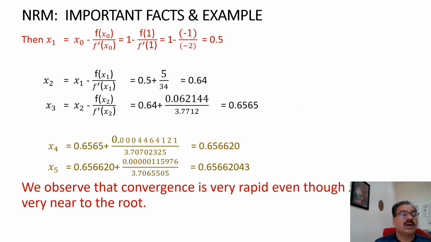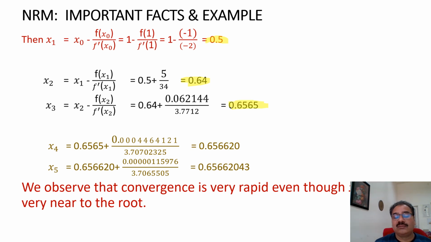Okay. So now x1 is equal to x naught minus f of x naught divided by f dash x naught, and this is equal to 1 minus f(1) by f dash 1. The value of f(1) is minus 1, the value of f dash 1 is minus 2. So you will get 0.5. And x2, similarly, x1 minus f of x1 divided by f dash x1, you will get 0.64. Similarly, x3 you will get 0.6565.